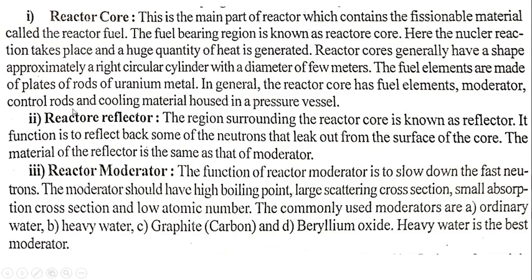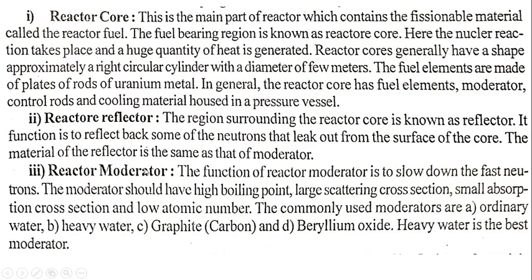Now the second part, that is the reactor reflector. The region surrounding the reactor core is known as the reflector. Its function is to reflect back some of the neutrons that leak out from the surface of the core, and the material of the reflector is the same as that of the moderator.